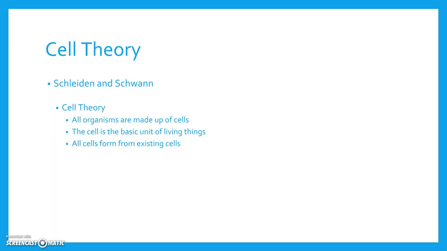So, first thing we need to talk about is cell theory. There were two scientists, Schleiden and Schwann, and they came up with their 3 rules for cell theory. All organisms are made up of cells. The cell is the basic unit of living things, and all cells form from existing cells. So if you're living and you're an organism, you're only made up of cells. It's the basic unit for living things, and all cells form from existing cells.